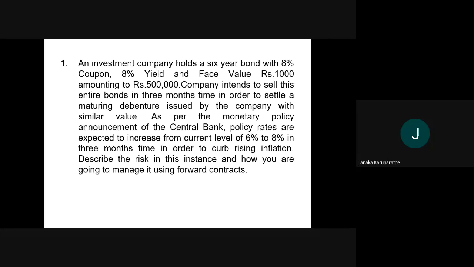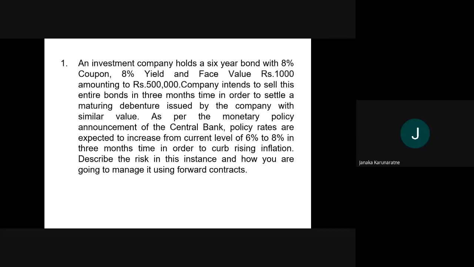Why does interest rate go up? What is the reason? Due to the expected increase in inflation. Okay, because the policy rate is going to be adjusted with the rising inflation, you expect interest rate to go up. With that, what is going to happen if the interest rate goes up? The price will fall.